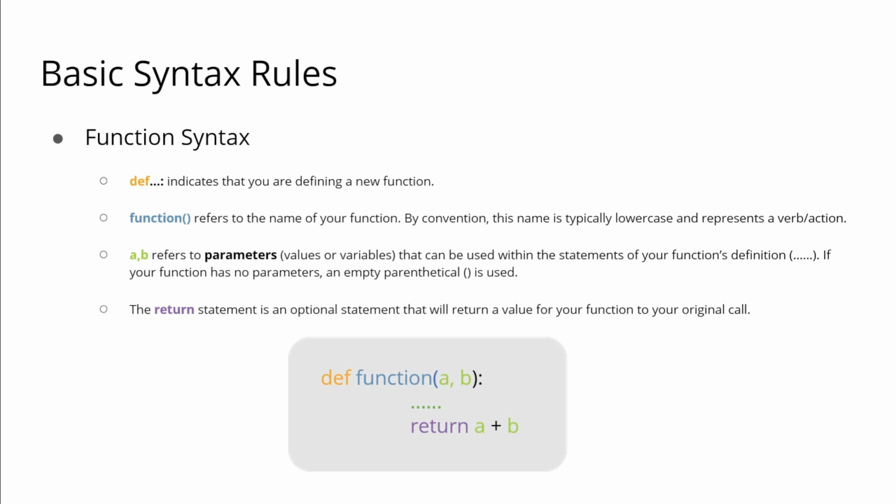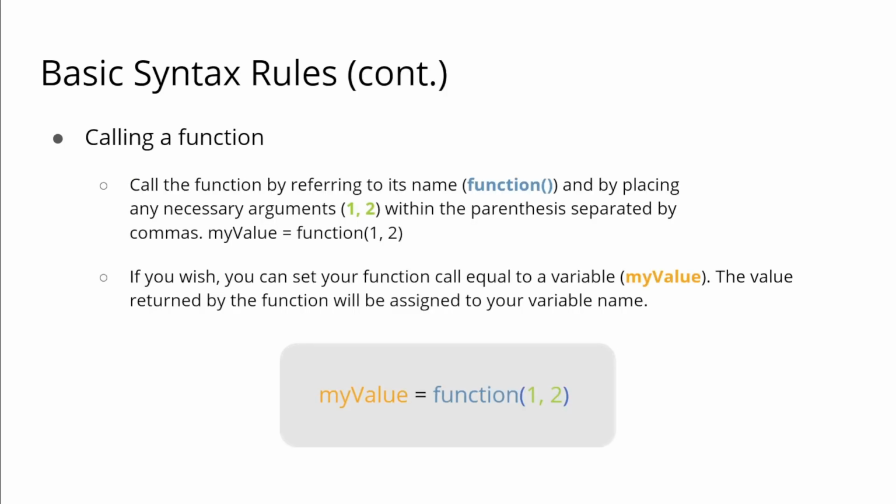We are defining a function that is named function, and we are passing two parameters into it, that is a and b, and we are returning a value a plus b. So the return statement is an optional statement that will return a value for your function to your original call.